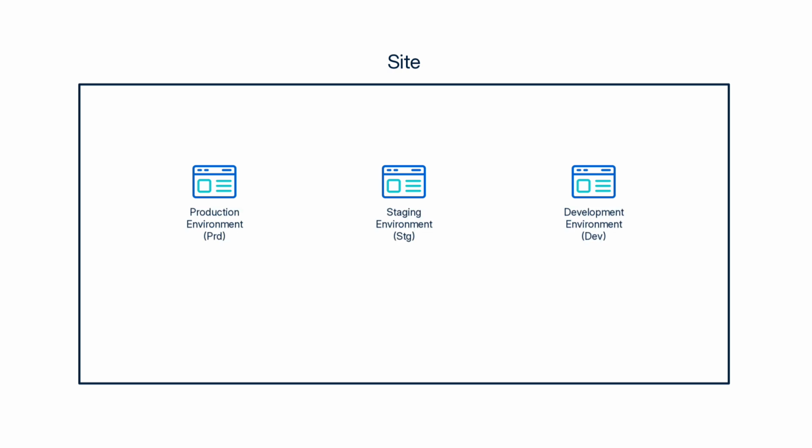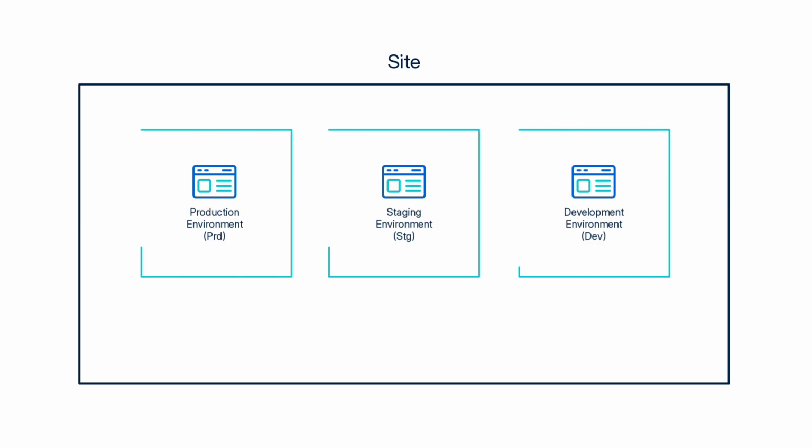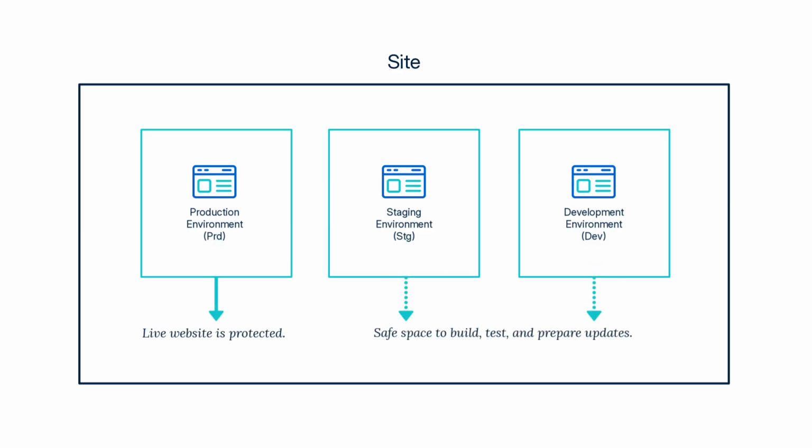A site in WP Engine is like a container that holds your live website plus up to 2 separate copies of that same website. These are called environments, and their names are production, staging, and development. And even though they are grouped together in one site container, each one is its own independent WordPress installation. This means you always have a safe space to build, test, and prepare updates while your live website is protected.